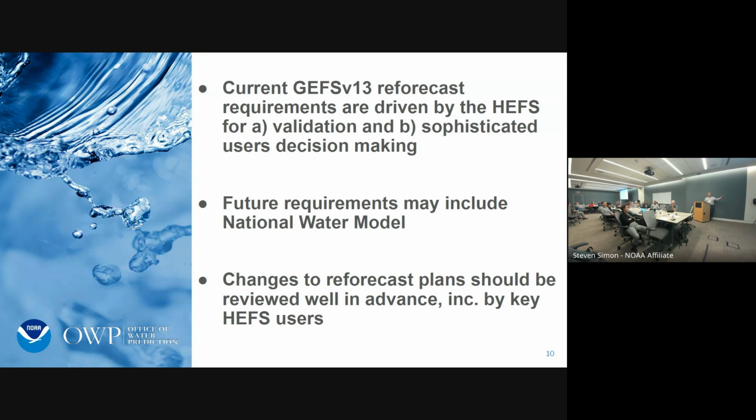So we're planning to use V13 forecasts in the same way, 30 years, validation, sophisticated users. And I think there are ways that we can adapt, but it's going to take a little bit of time if we want to reduce the amount of reforecasts that are created before the model goes live. I think that's really the crux of the issue that we'd have. Any questions? Thank you.